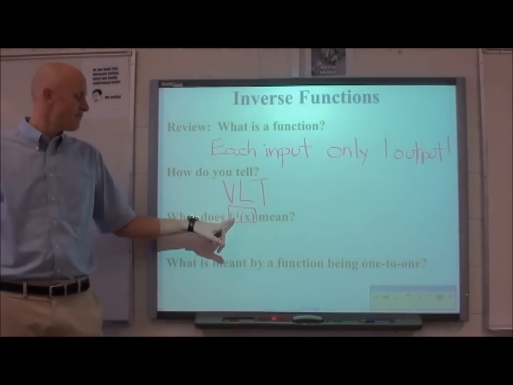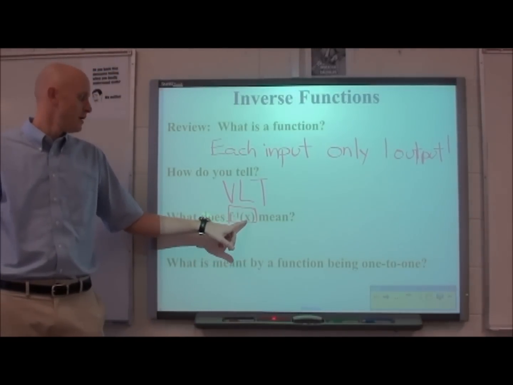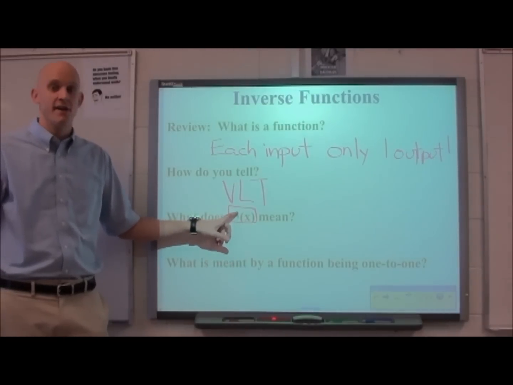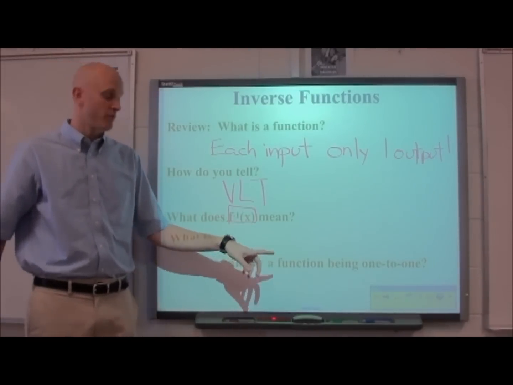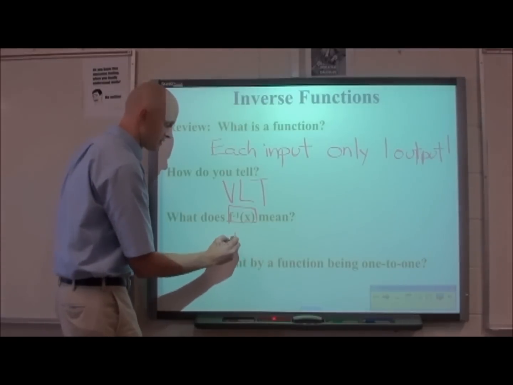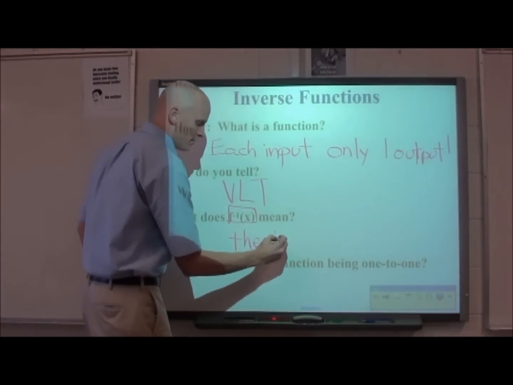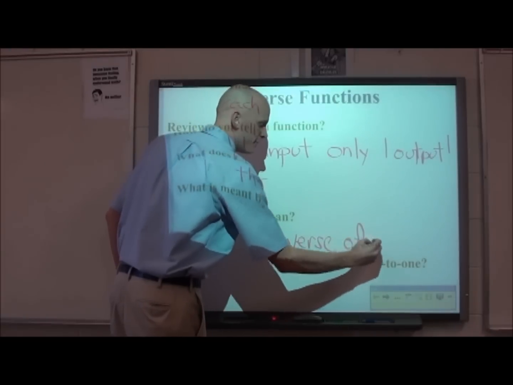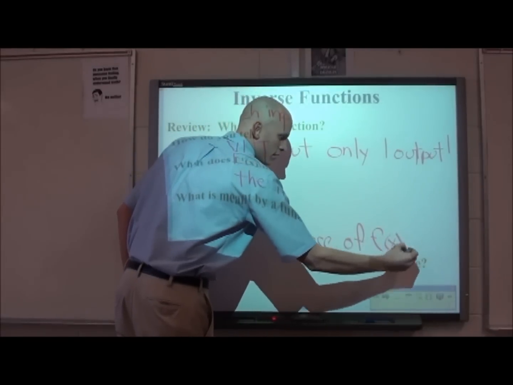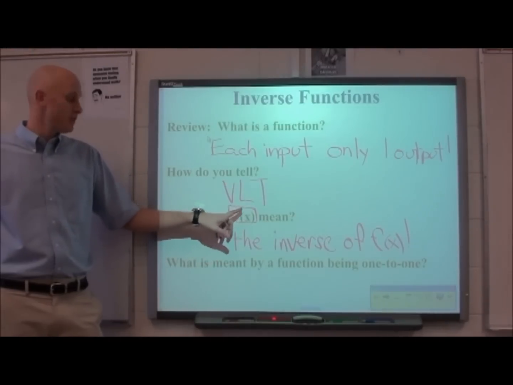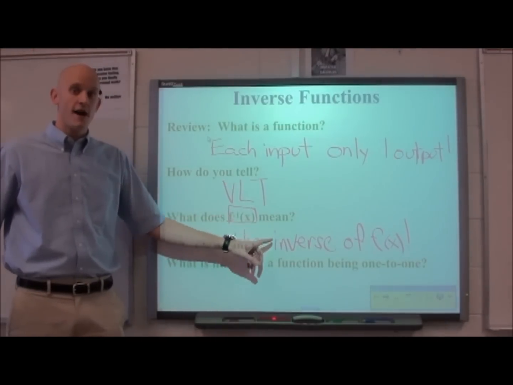Next, what does this mean? When you see f with a -1 of x, this does not mean it has a negative exponent and you'd move it to a denominator of a fraction. This is, as you probably remember, the inverse of f of x. So this is f inverse of x, or the inverse of f of x.